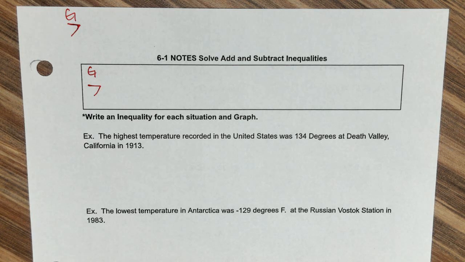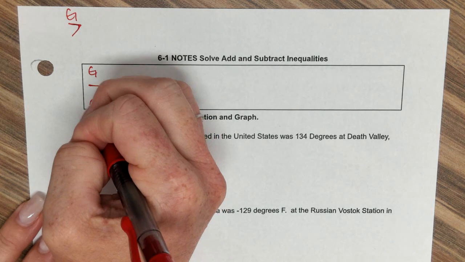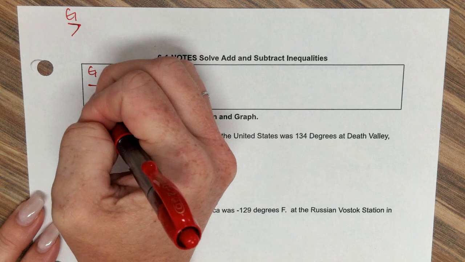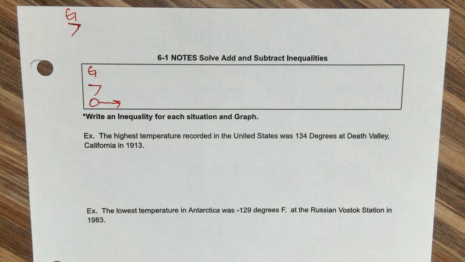To graph greater than, are y'all listening to me? So if I say x is greater than 6, you go to the 6 and you put an open dot, and greater than is to the right. So that's how you would shade greater than.